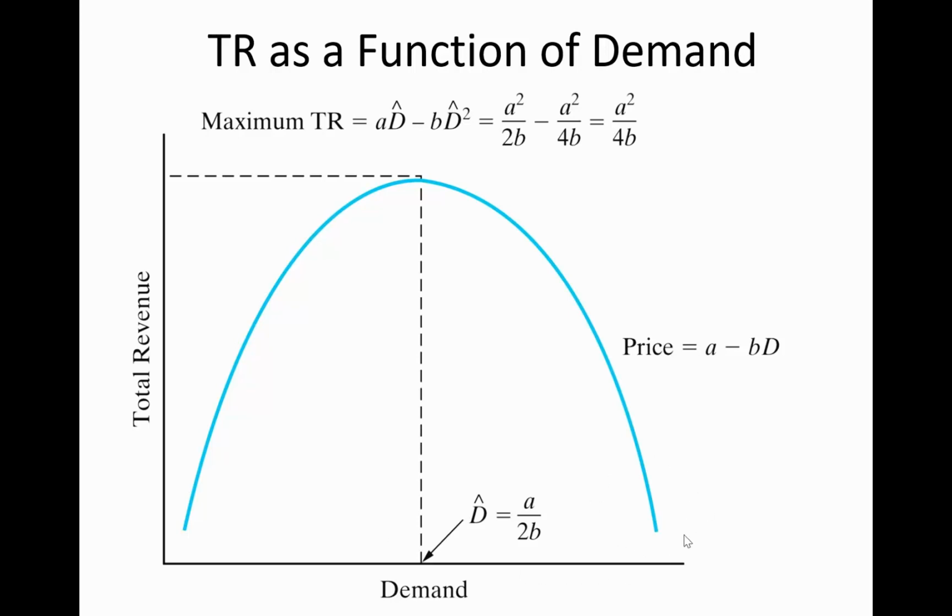If you're way over here, the problem is, yeah, you're selling a lot, which is great, but in order to stimulate the demand, you had to lower your price so much that now you've got low revenue. So maximum revenue is in the middle. Now remember though, we're not trying to maximize revenue, we're trying to maximize profits. And so just because D hat coincides with maximum revenue, that does not mean that maximum revenue is necessarily optimal demand.